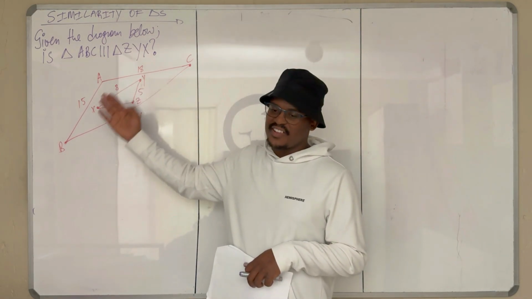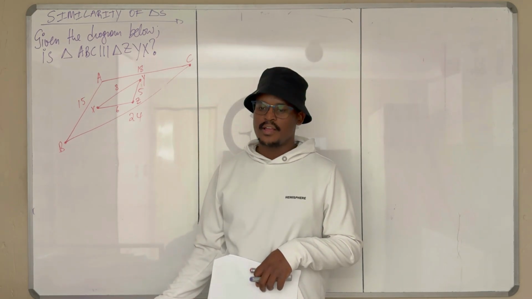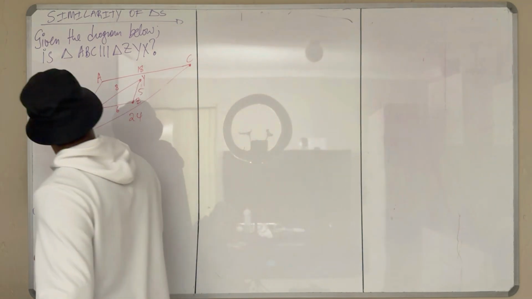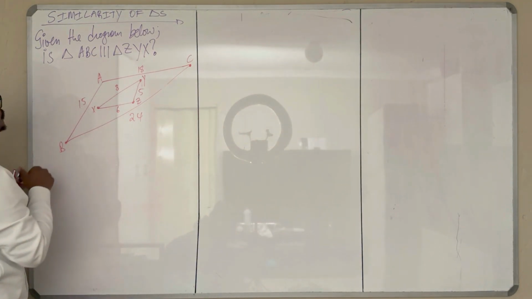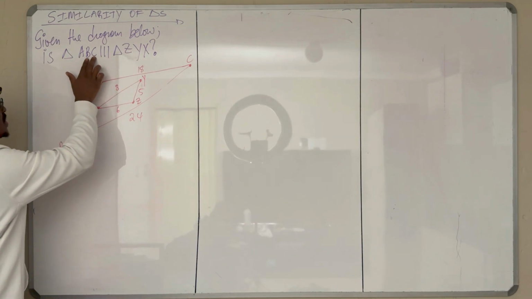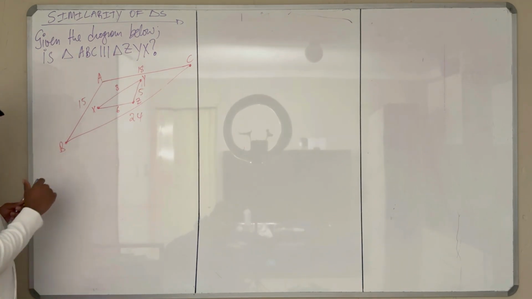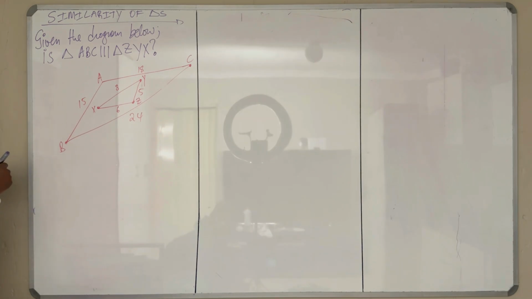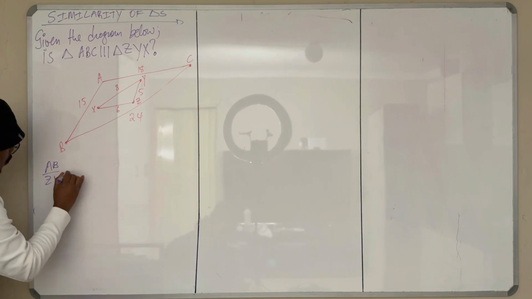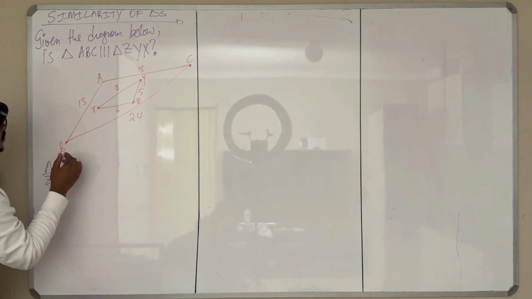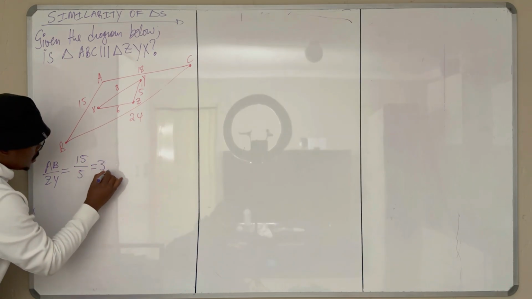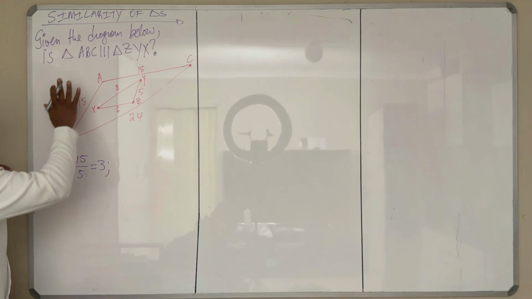If you look at this, you are only given sides. So angles don't enter anywhere. So you must investigate the corresponding proportions. If they're saying this is similar to that, check the ratio of AB to ZY, BC to YX, and AC to ZX. So let's say AB over ZY. Your AB here is 15. ZY is 5. So the answer is 3. Check the second ratio.